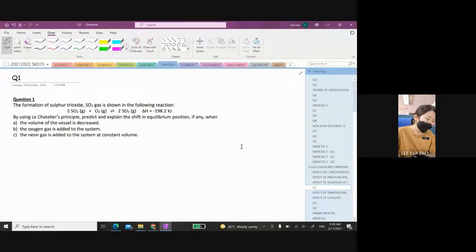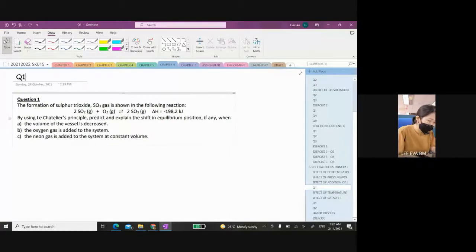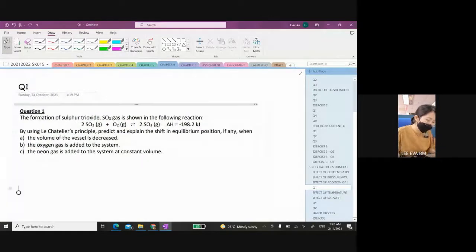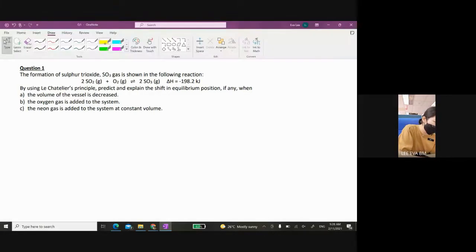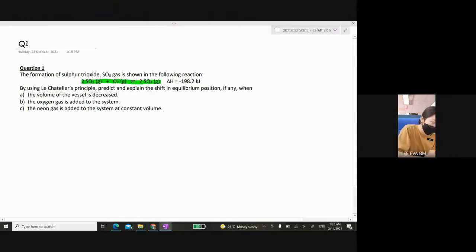Alright, let's try one more question here. Question number 1: the formation of sulfur trioxide, SO3 gas, is shown as the following reaction. Let's highlight it here. So this is your balanced equation. By using Le Chatelier's principle, predict and explain the shift in equilibrium position, if any. So maybe there is, maybe there isn't.